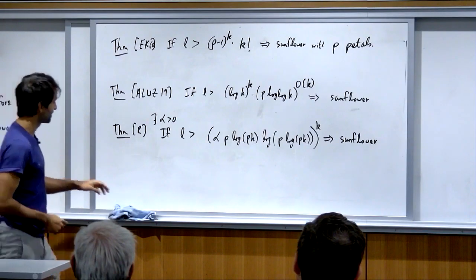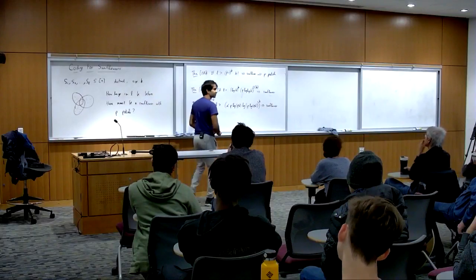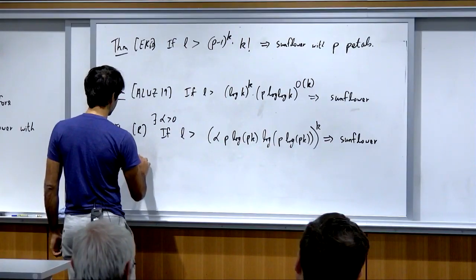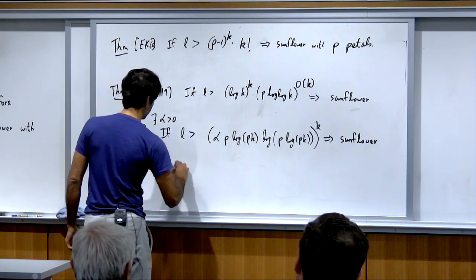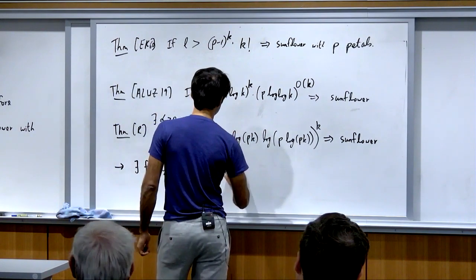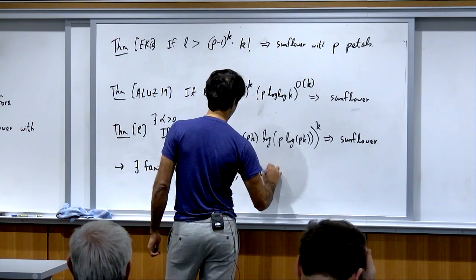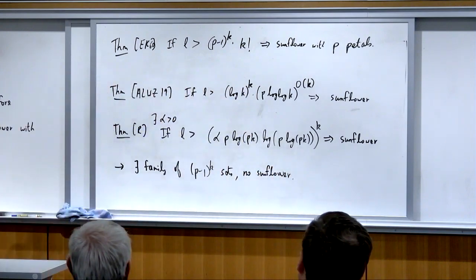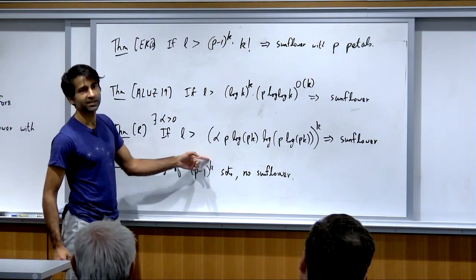I should say that there's a counterexample that shows that there is a family of p minus 1 to the power k sets and no sunflower. It's not hard to see. So the best you can hope to prove here is something that's like p minus 1 to the k.